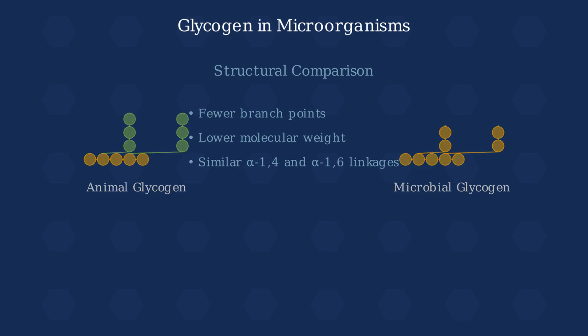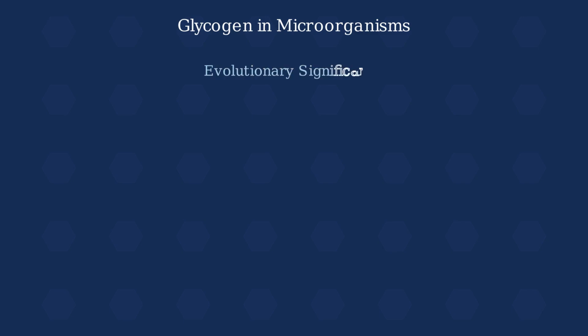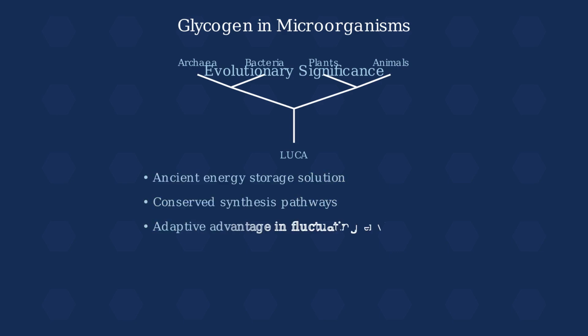The presence of glycogen across different domains of life suggests it appeared very early in evolution. Glycogen represents an ancient solution to energy storage that has been conserved across billions of years of evolution, providing an adaptive advantage in fluctuating environments.